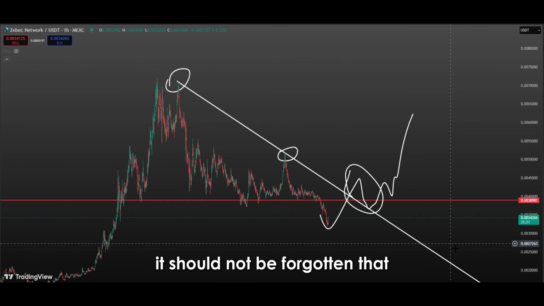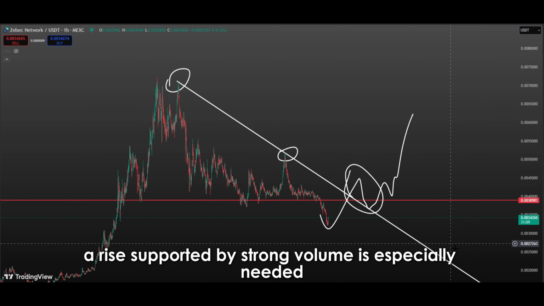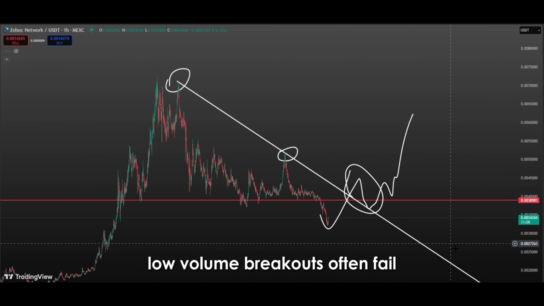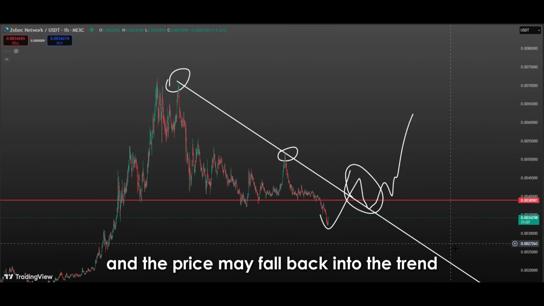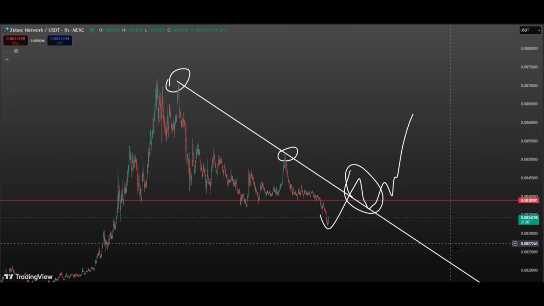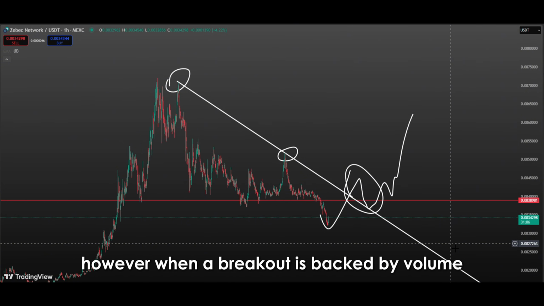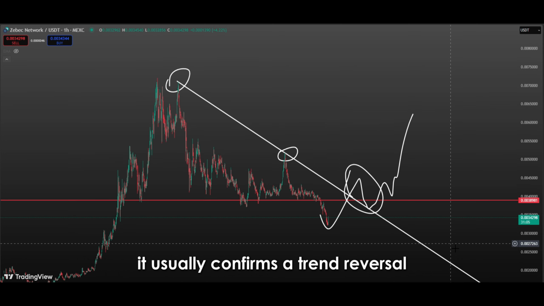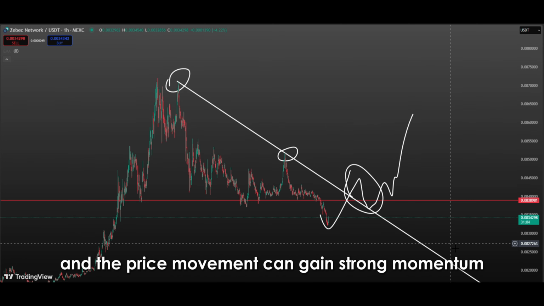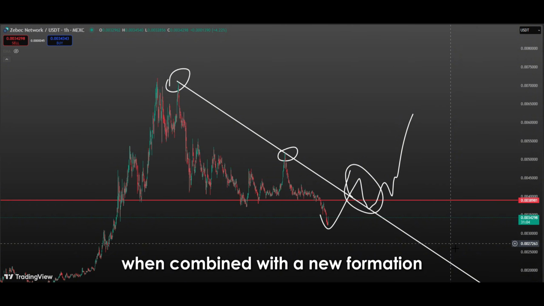market. It should not be forgotten that in order for the price to break this descending trend line, a rise supported by strong volume is especially needed. Low volume breakouts often fail, and the price may fall back into the trend. However, when a breakout is backed by volume, it usually confirms a trend reversal, and the price movement can gain strong momentum when combined with a new formation.